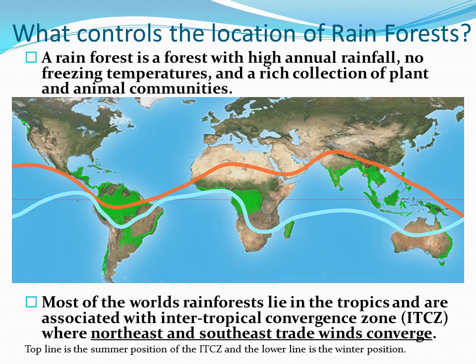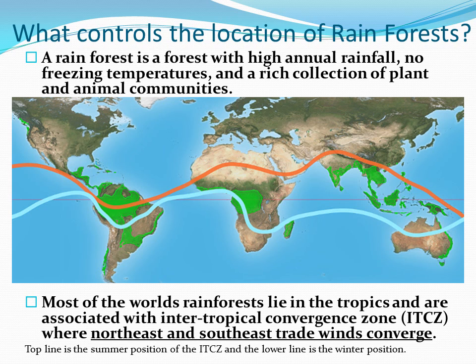This brings us to some areas of climate extremes. So the first one we're going to discuss is the rainforest. Before we can talk about the rainforest, we need to define what it is. So what is a rainforest? It is a forest with high annual rainfall, no freezing temperatures, and a rich collection of plant and animal communities. Rainforests are extremely lush environments and are critical ecosystems since they contain more than half of the terrestrial life on Earth.